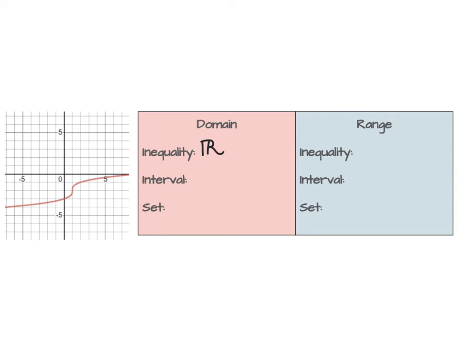I'm just going to put our fancy R for all real numbers. For interval, again, it's going to be from negative infinity to positive infinity. You'll find that a whole lot of our domains are always all real numbers. So if in doubt, if you just can't figure it out and you have to make a guess about domain, choose all real numbers. All right, and then our set, let's make it fancy.